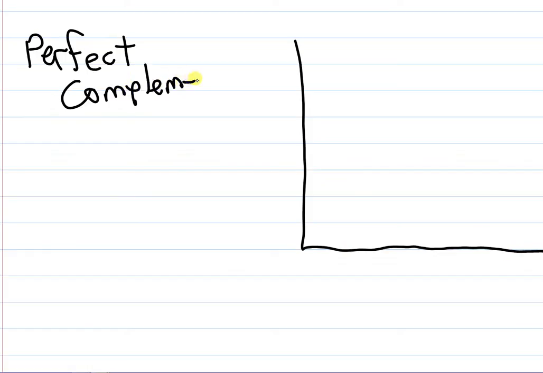Let me insert another page here. Okay, so perfect complements, things that go together. A perfect complement is something where the 2 things have to go together. The simplest example, for most people, would be left shoes and right shoes, or left gloves and right gloves.